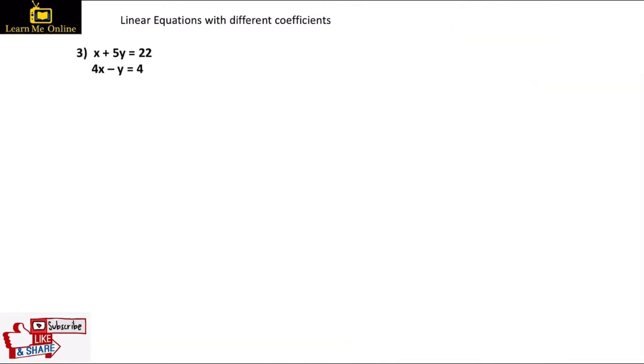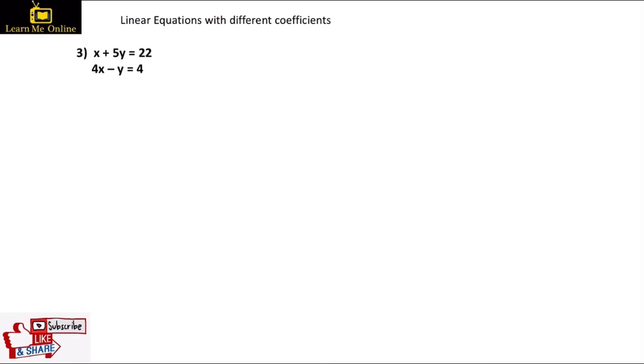Here we have got the next example now. So I'm going to again start with the variables to check the coefficients of the variable. With the first one, I see that the x coefficient is 1. With the next equation, the x coefficient is 4. So it means we have got different x coefficients. Looking at the coefficients of y, which are 5 and 1, they are different as well.